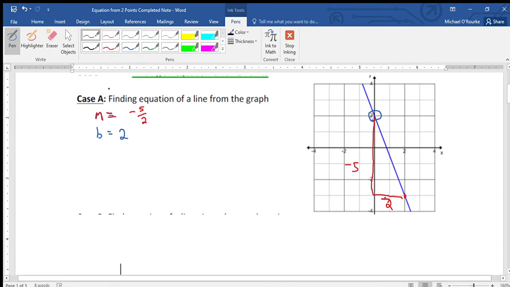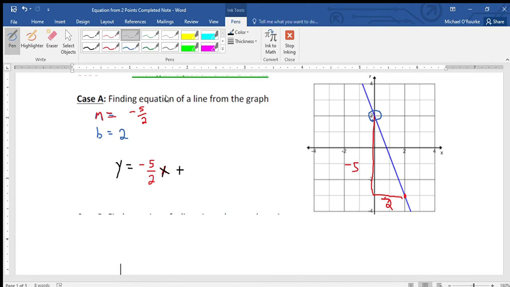Then we put it into our equation. Y equals -5 over 2 x plus 2. We all know how to do that already. Okay, so that's one way we can find the equation.